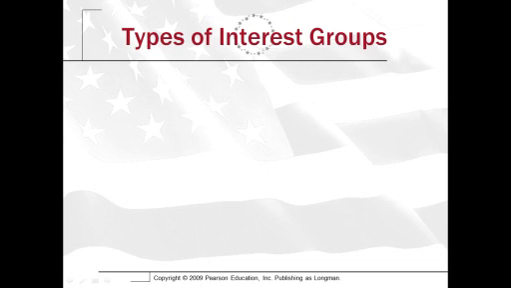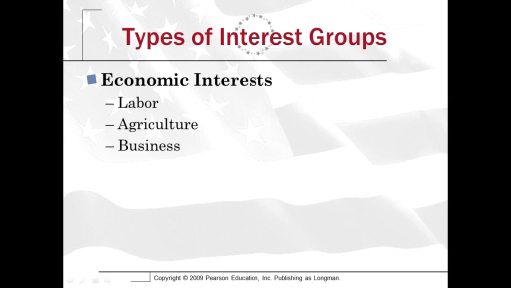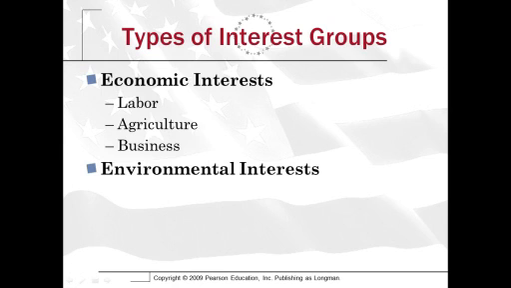So let's look at different types of interest groups. As I said, more than 80% of interest groups are economic, and they might represent labor, the workers in an industry, agriculture, farmers, or the businesses in an industry. You also have environmental groups. Environmental groups, of course, would be like Greenpeace, like I mentioned before, the Sierra Club.